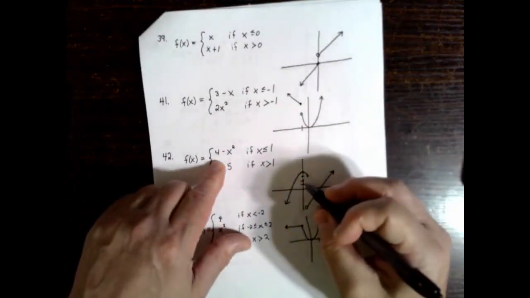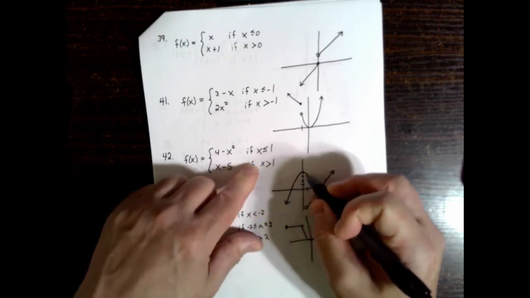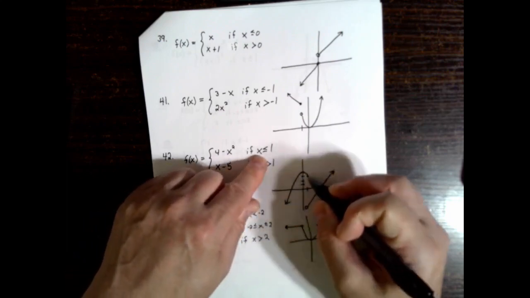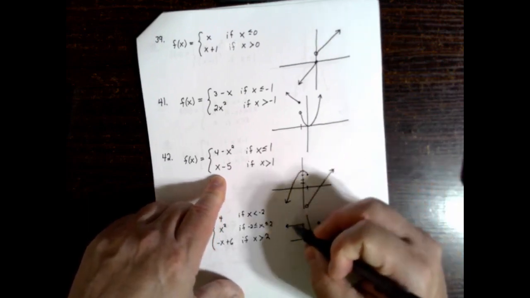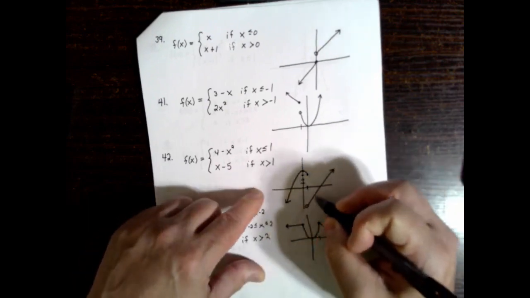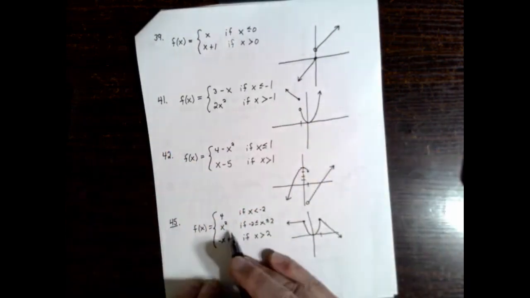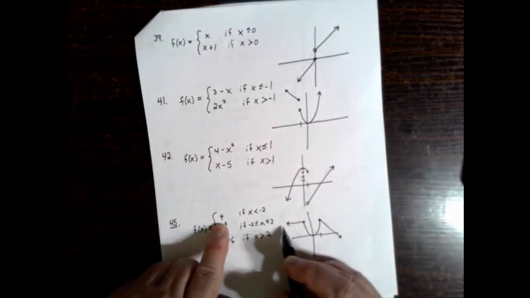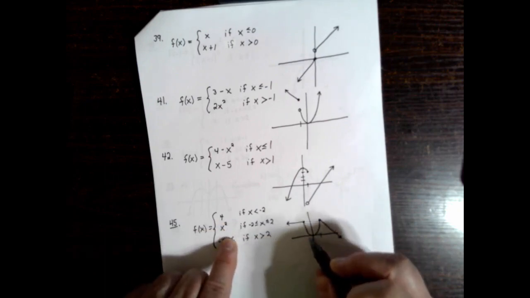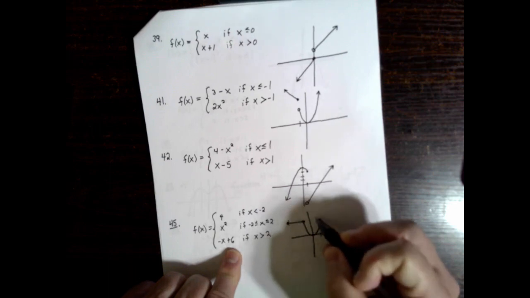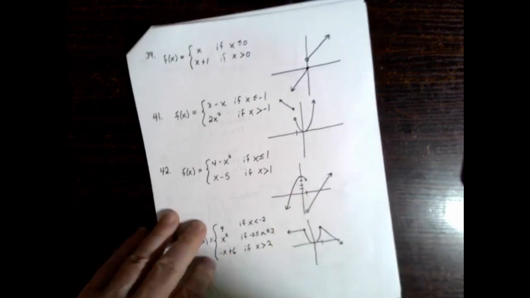Same thing here. This one's 4 minus x squared, which is this guy here. And we only keep 1 or smaller. We erase the other part. And y equals x minus 5 looks like this guy, and we only keep to the right. We erase everything to the left. And the same thing with 45. You got y equals 4, horizontal line at 4, x squared between -2 and 2, and then minus x plus 6 is this guy, and you only keep greater than 2.